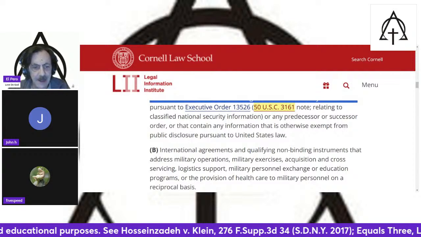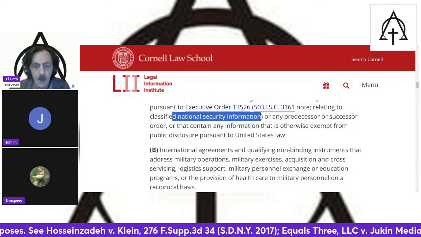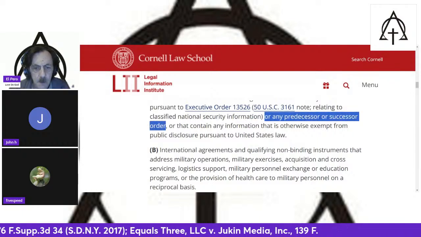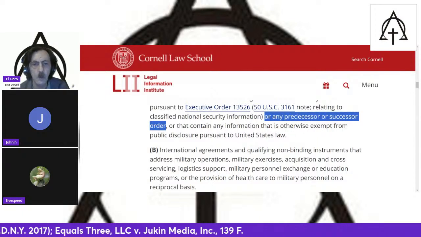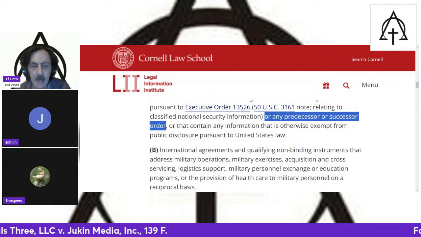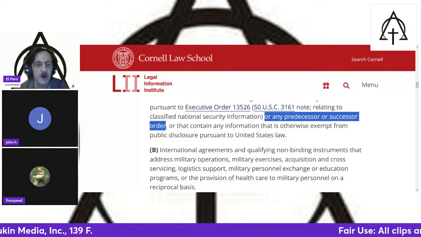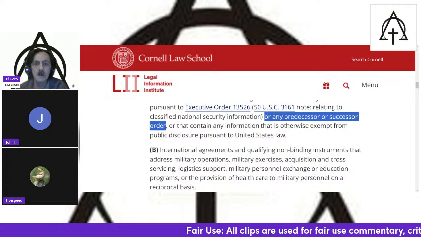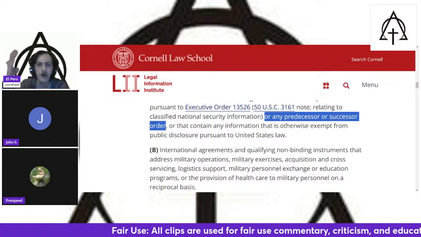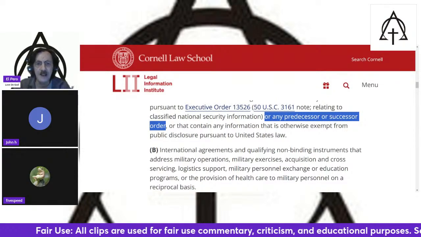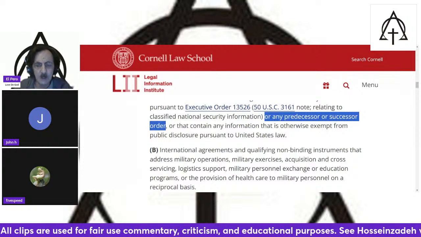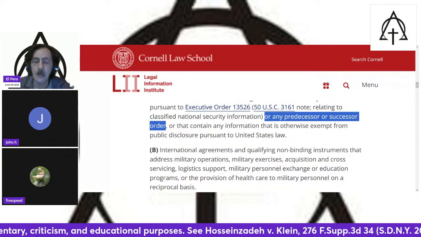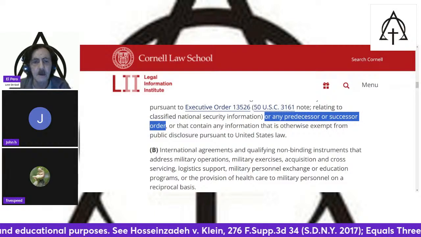Relating to classified national security information or any predecessor or successor order. That's the order for enumeration at birth. Or that contain any information that is otherwise exempt from public disclosure pursuant to United States laws. There is no memorandum of law professing private. That's why we have to come back with these private relief laws. We have to have that communication, because that communication wasn't had at the beginning.